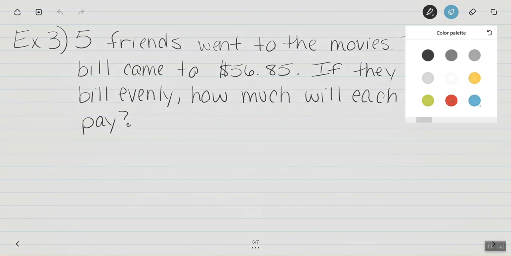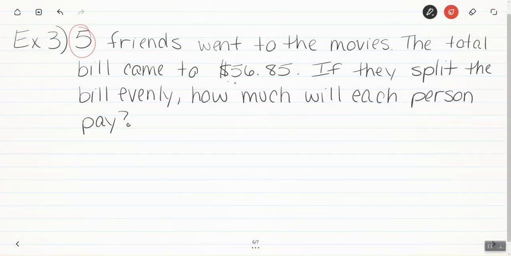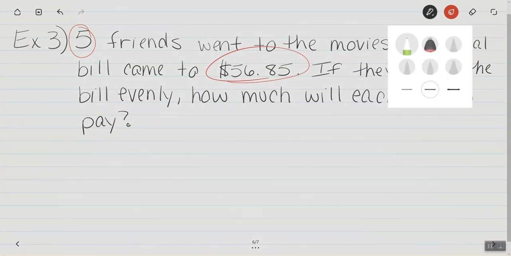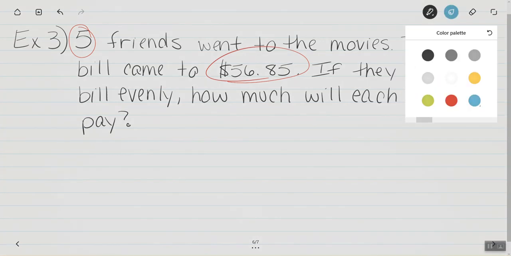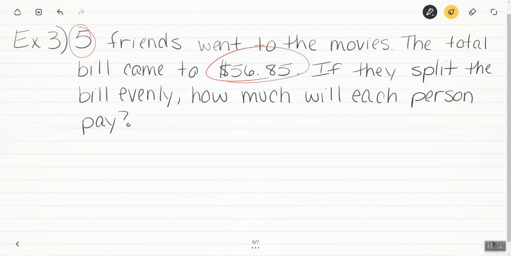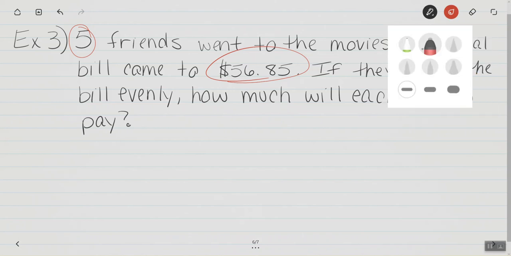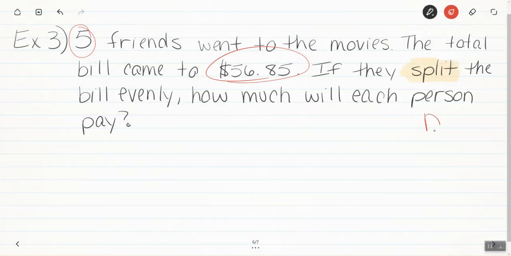So first step, I'm going to circle my numbers. Second step is I need to look at keywords. If I'm looking at my keywords and I find where the question is, it says if they split the bill. So my keyword there is split. And if you look back at your keywords from Unit 4, split tells you an operation of division. So I'm going to actually divide this problem.